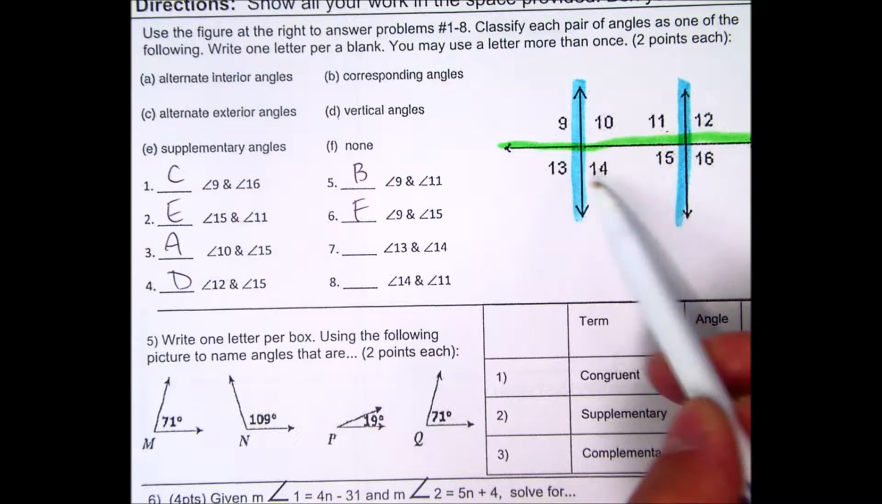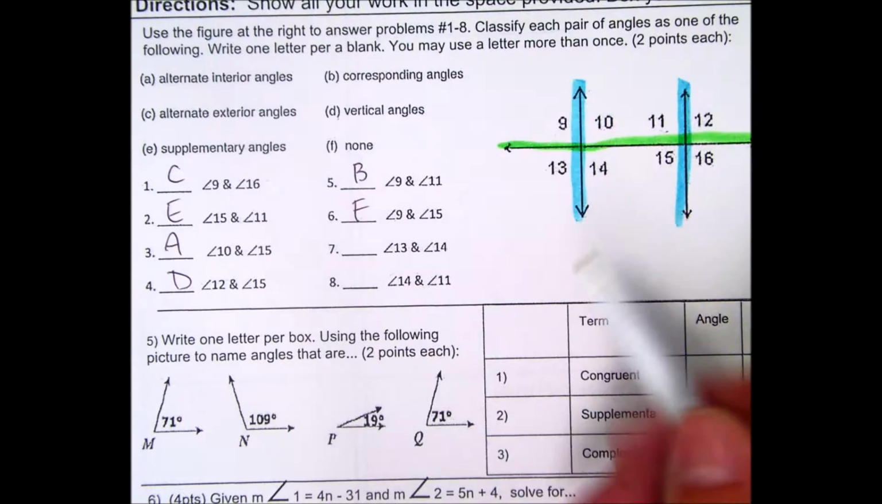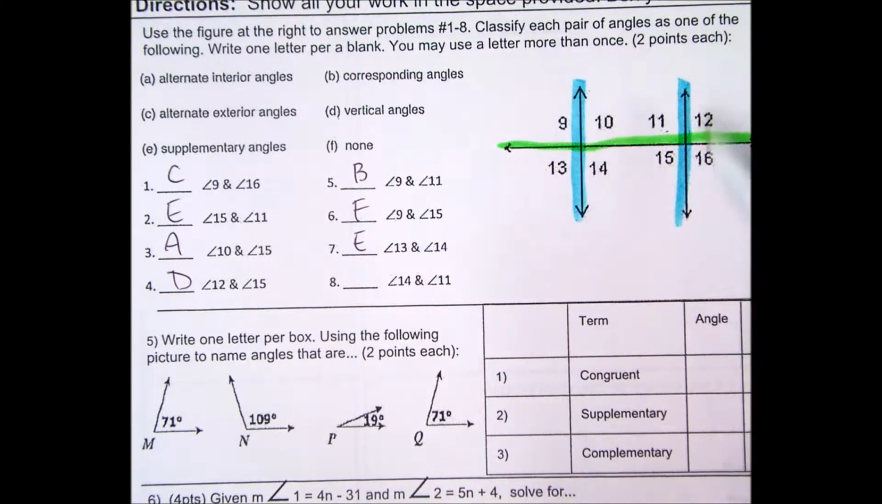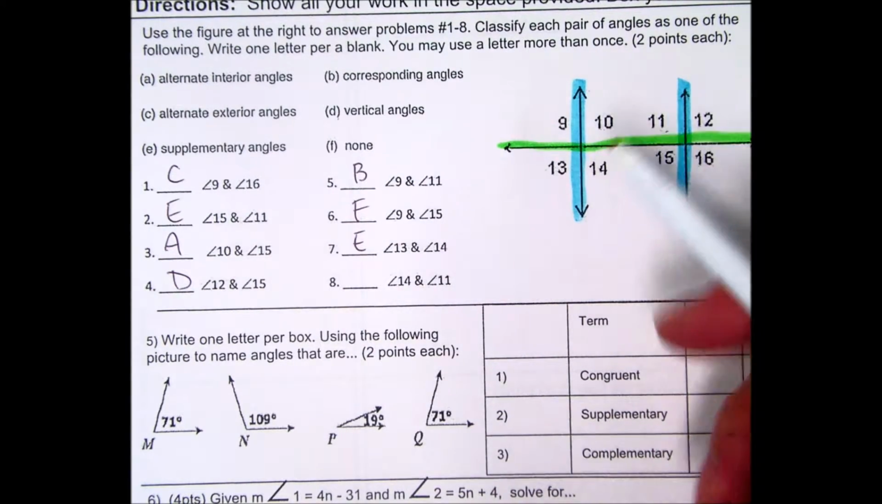13 and 14, again, that's forming a line with the green, so that would be a linear pair, which are supplementary. Blank plus blank equals 180. And 14 and 11 are alternate interior angles.